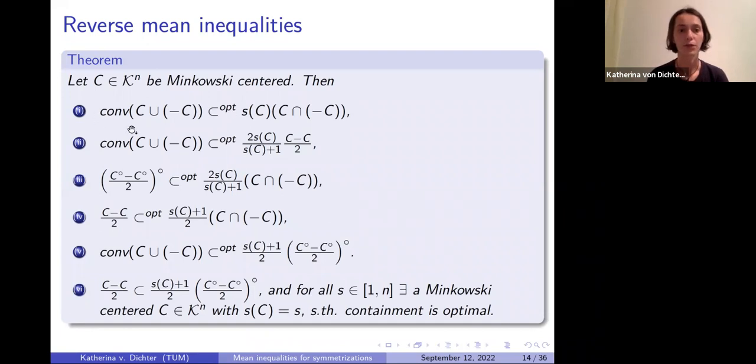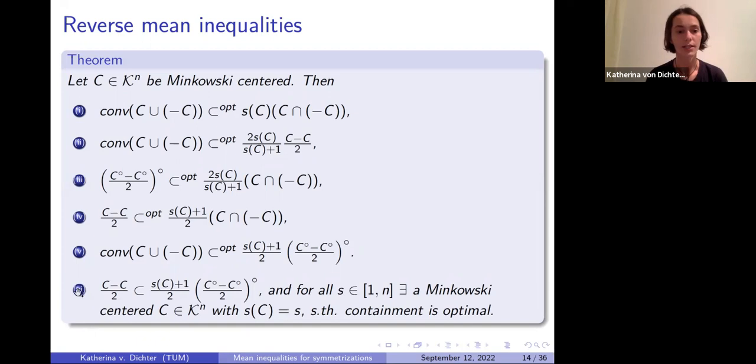So for example, the first one: the maximum is optimally contained in S times the minimum. Or the second one: the maximum is optimally contained in 2S over S plus 1 times the arithmetic mean, and so on. So we are able to connect all of them, and those are always optimally contained.